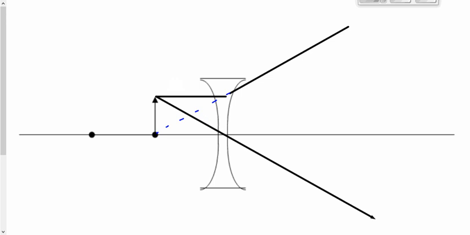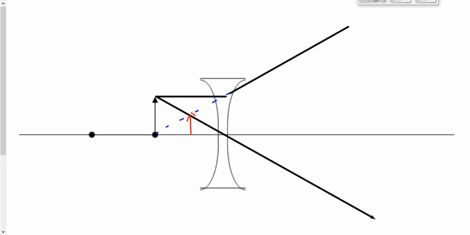Next one. We have our object that's placed at the focal point. First ray is going to go parallel and then up away from the focal point. Let's extend that back. Second ray is going to go down through the optical center and straight through. And again, you can see your image form. It's a little bit different size than the other diagrams, right? But it's still smaller than the object. It's still upright, and it's still virtual.